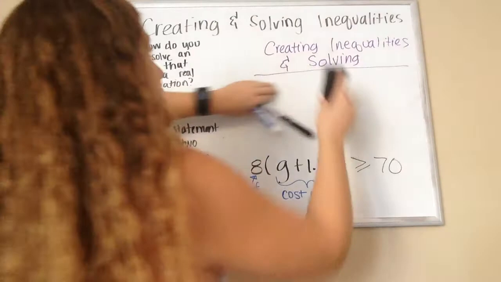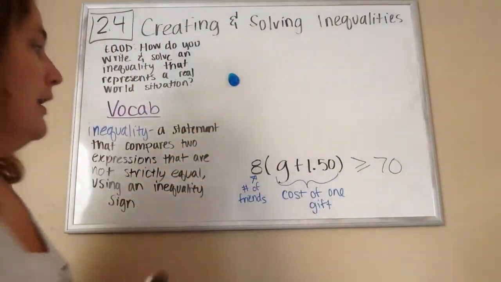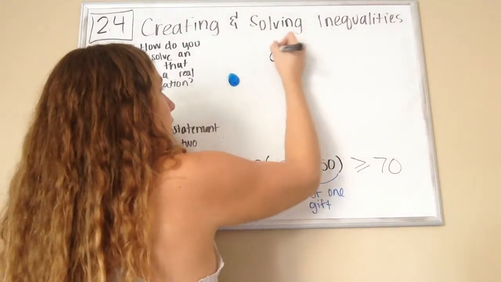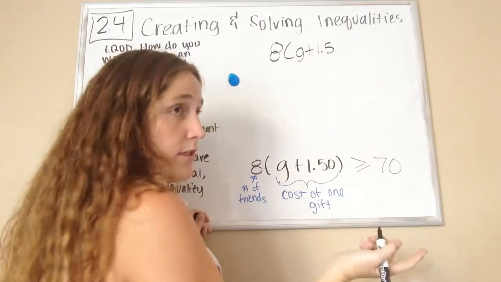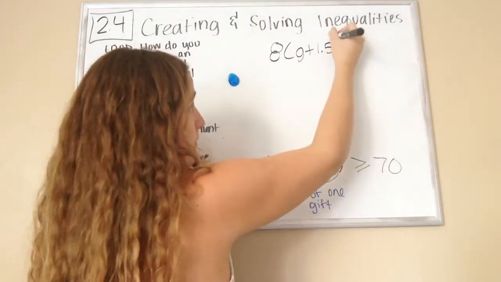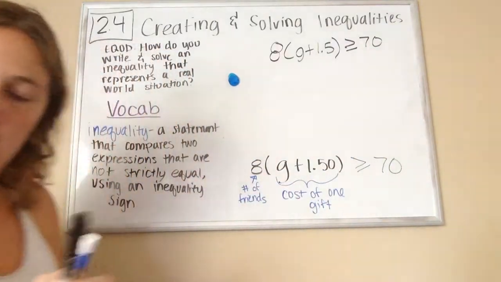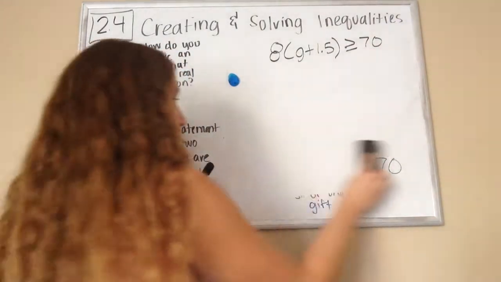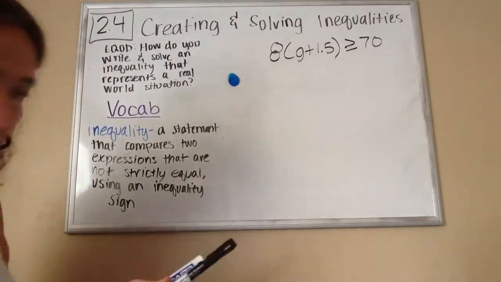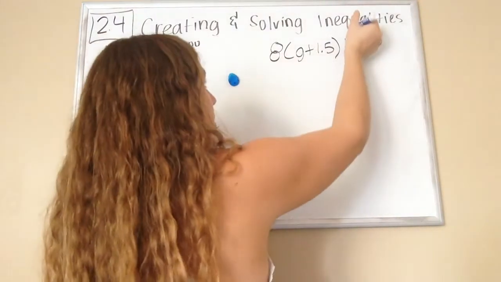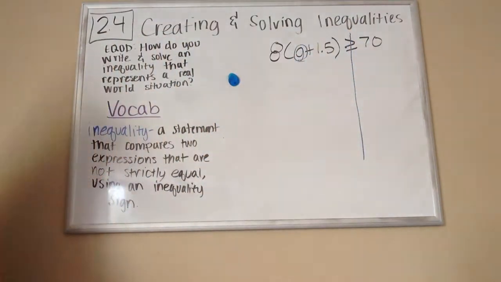I'm going to erase this just so I have a little bit more room to solve this out. And we're going to get 8 times g plus 1.5. You don't need the 0, so I'm going to keep it off just to keep it simpler. Greater than or equal to 70. And I'm going to erase this bottom part. Alright, so let's solve this out. We are going to solve it just like it has an equal sign here. We still want to get this g by itself. That's still our variable that we want to get by itself.